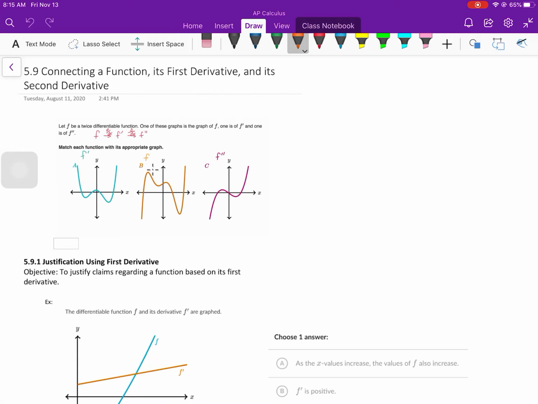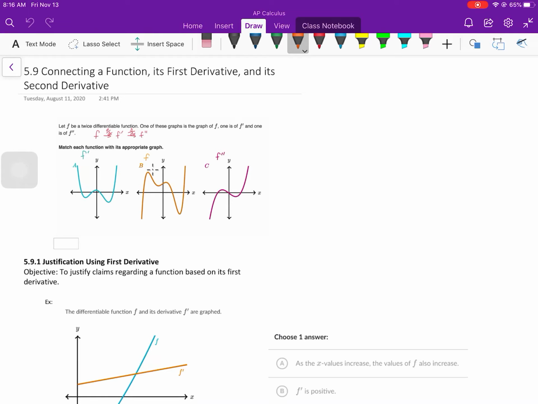You may be looking at the first derivative and telling things about the function. You may be looking at the second derivative and telling things about the first derivative or telling things about the function. And when we get to antiderivatives, they're going to do this all over again, just now you know how to go back and forth between them. So it's really, really, really important you get this down.